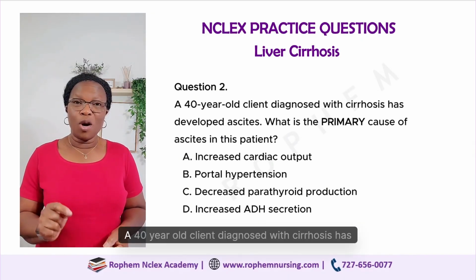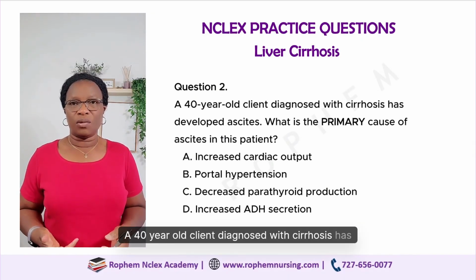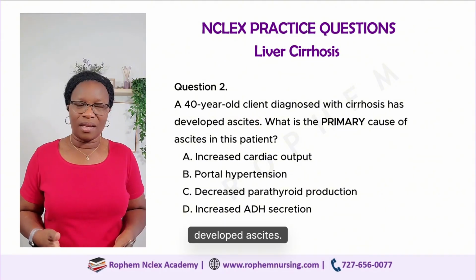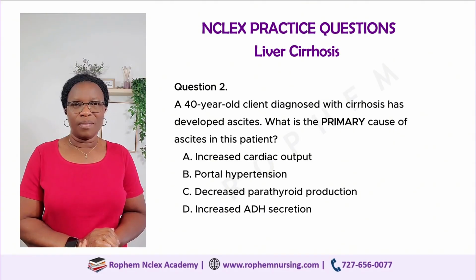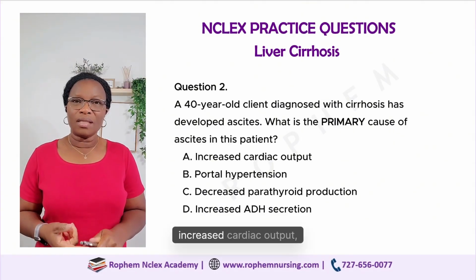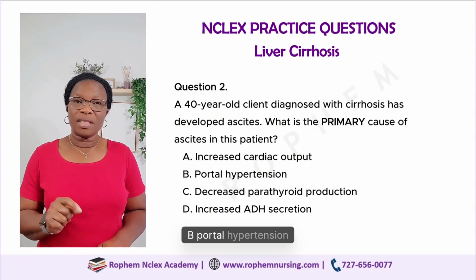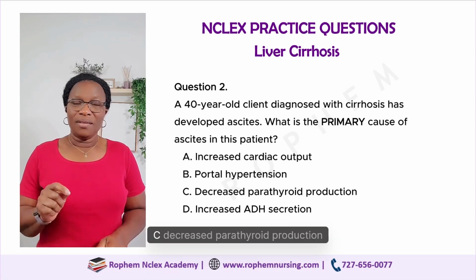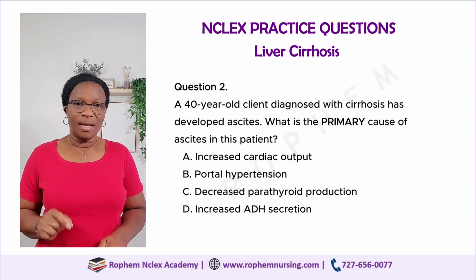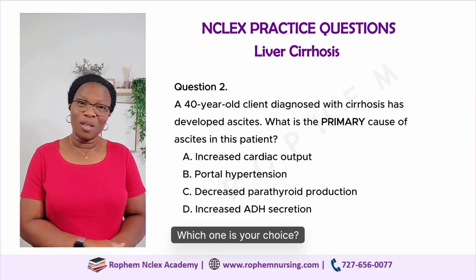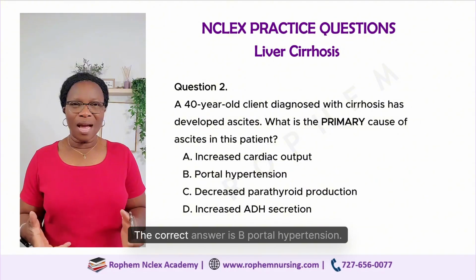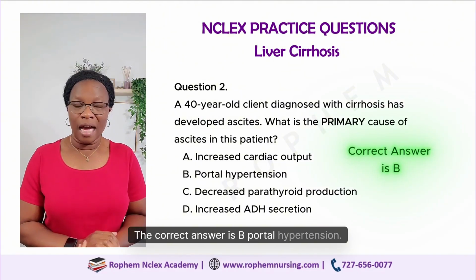Question 2. A 40-year-old client diagnosed with cirrhosis has developed ascites. What is the primary cause of ascites in this patient? Answer choice A, increased cardiac output. B, portal hypertension. C, decreased parathyroid production. D, increased ADH secretion. Which one is your choice? The correct answer is B, portal hypertension.